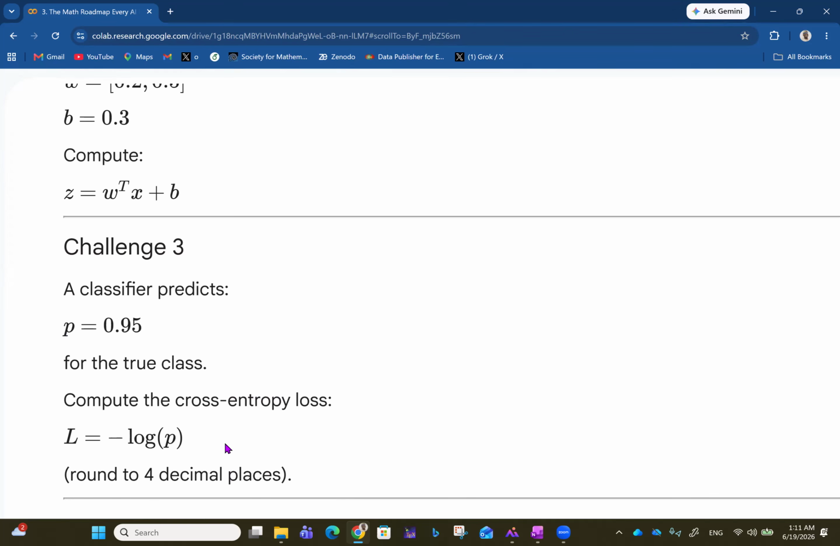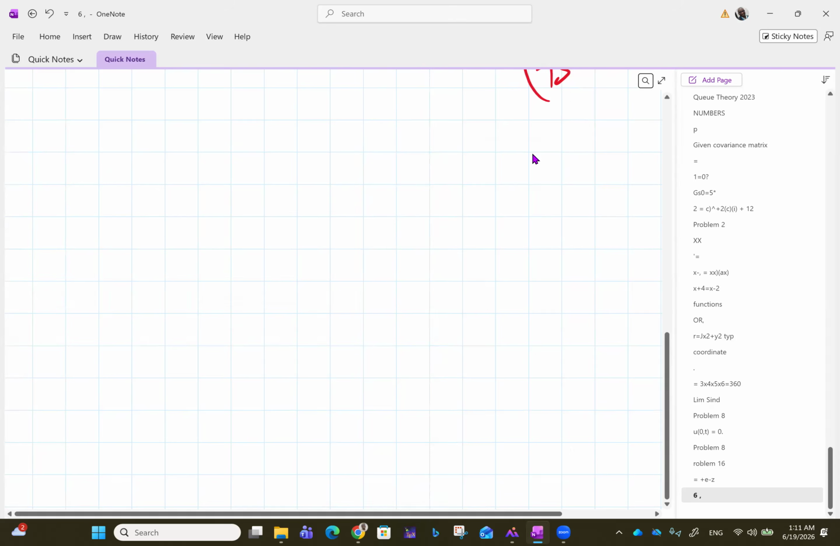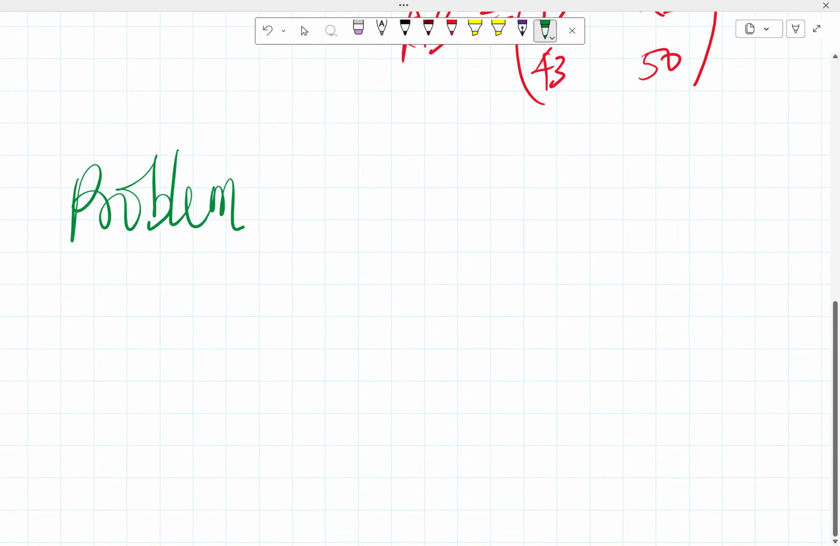So let's deal with the two problems we need to solve here before we get done with this. So let's see that. Problem 8.